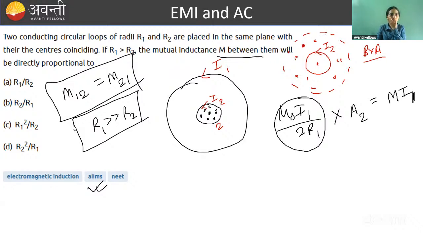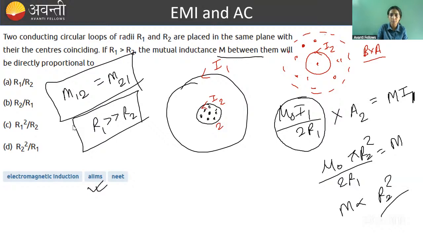Okay? So what did we have to find? M between them will be directly proportional to what? So what will be the area of A2? What is the radius of A2? It is R2. So A2 will be pi R2 square, and this is mu naught divided by 2R1, and this is M. So M is directly proportional to R2 square by R1. So the correct answer is going to be D. So this is how you can calculate.